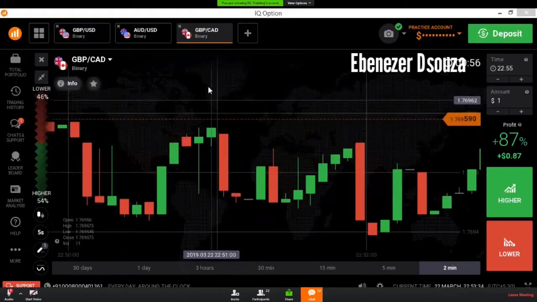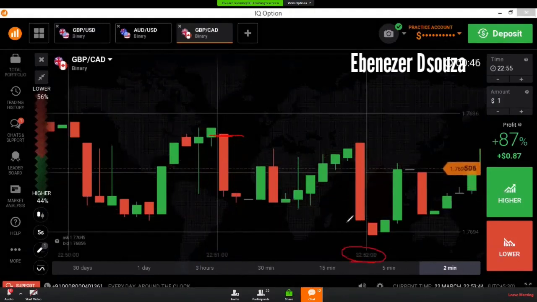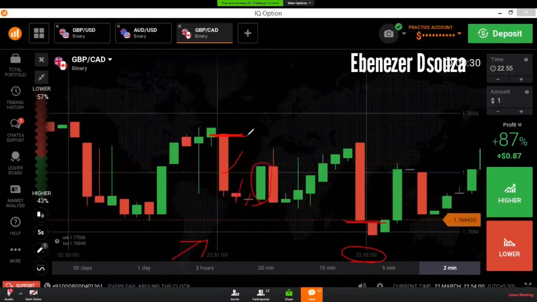Okay, here. This is a 5-second candlestick. This is 20:52 minute. The candle opened here, the closing point is here. If you want to place a higher option, you can place your trade with this confirmation, because there is no confirmation here, here, and here. In the first 30 seconds, this is a confirmation candle. You can place your trade.